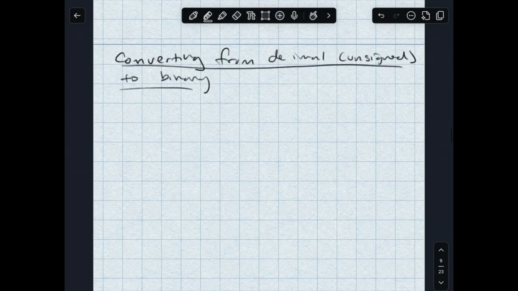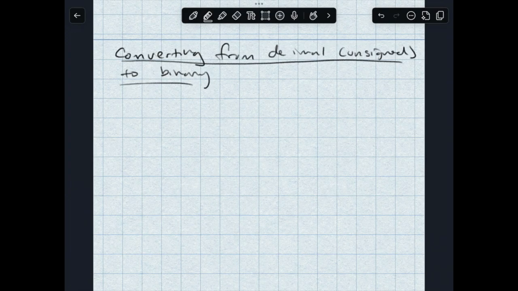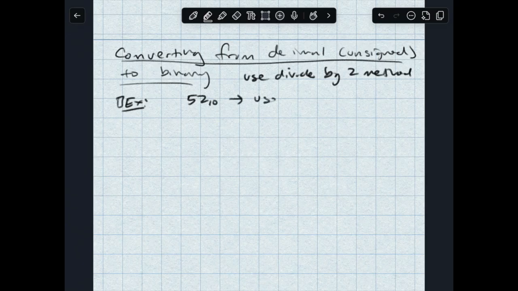Similarly, we might want to go the other way, going from a decimal number that's unsigned, doesn't have a positive or a negative, and taking that to binary. We're going to use the divide by 2 method. Best way to see this is using an example. So let's say I've got 52 base 10 and I want to represent this using base 2, or binary. The way that I'm going to do that is I'm going to take 52 and divide by 2. The result of 52 divided by 2 is 26.